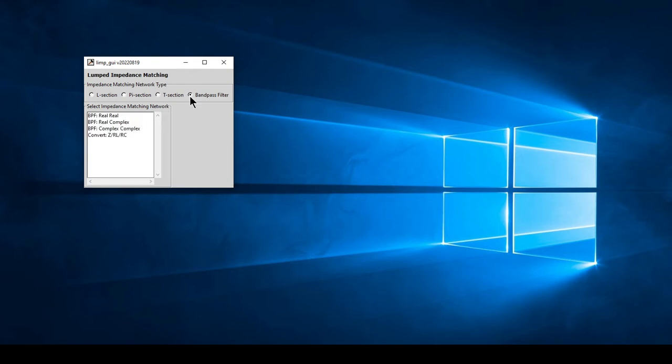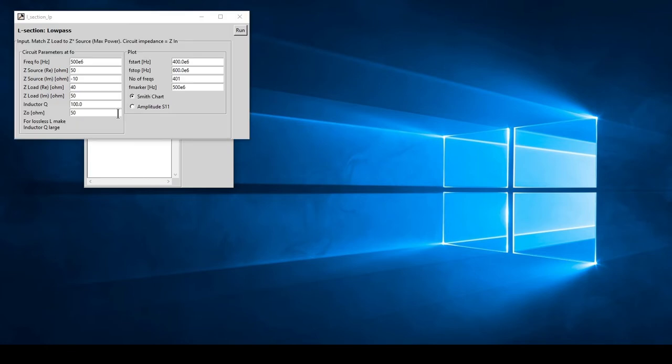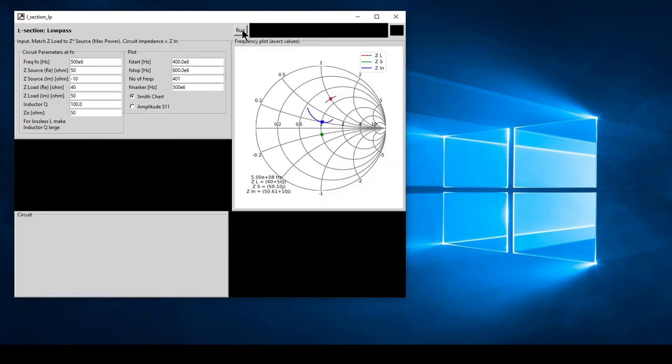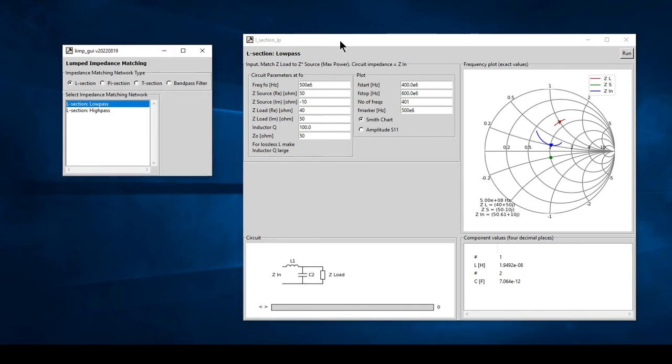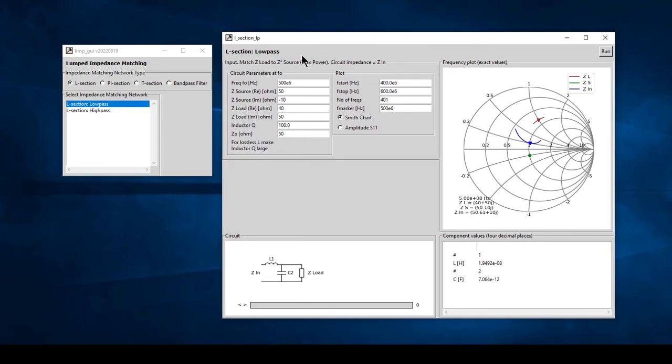The bandpass filter case, we can select real matching, real complex matching, complex matching, and this is a tool which we can use for complex matching. Let's go to an L section and open a low pass. We can run this. So in this case we are matching Z load to the complex conjugate of the source for maximum power transfer.